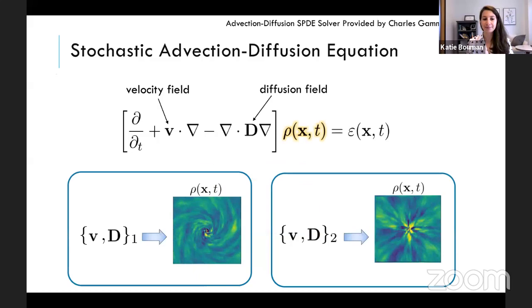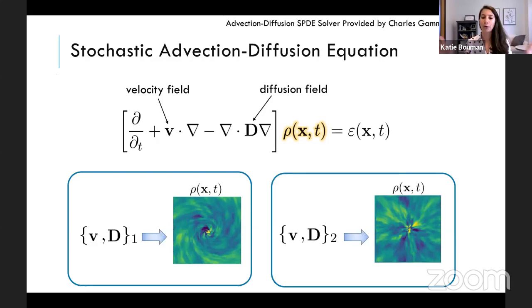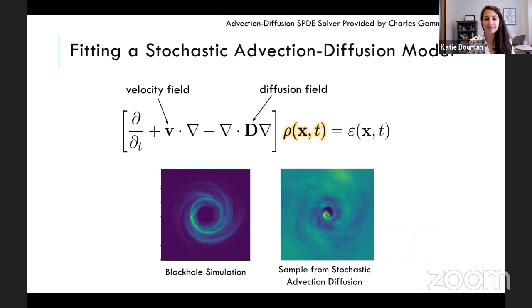By solving for rho here, we obtain movies that obey this advection diffusion process under different parameter settings that we set for V and D. The video on the left has this swirling motion, and the video on the right has this more radial motion, and this feeling of motion is defined by these parameters, V and D. By tuning these parameters appropriately, you can see that we can recover flow fields that mimic a smoothly evolving black hole simulation, kind of what we see in the simulations, even though they actually aren't a black hole simulation themselves. Although this advection diffusion process is not a model of black hole evolution, it can still be used to model flow fields that are perceptually similar to those seen in the black hole simulations.